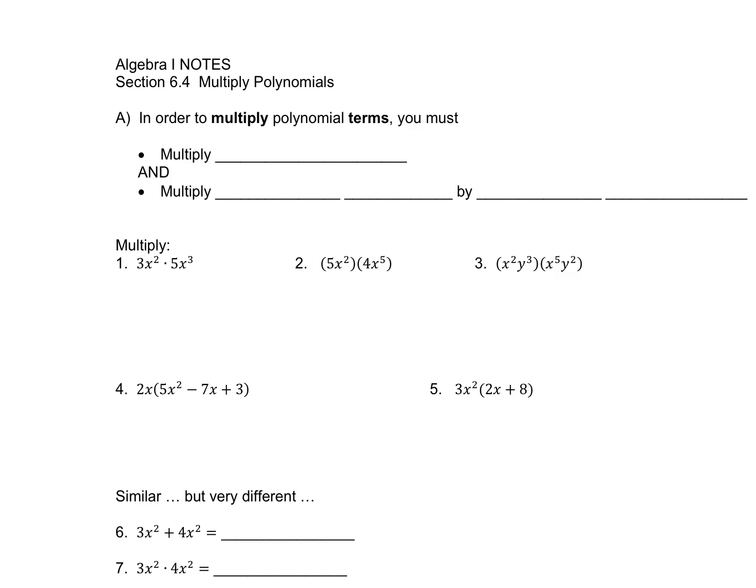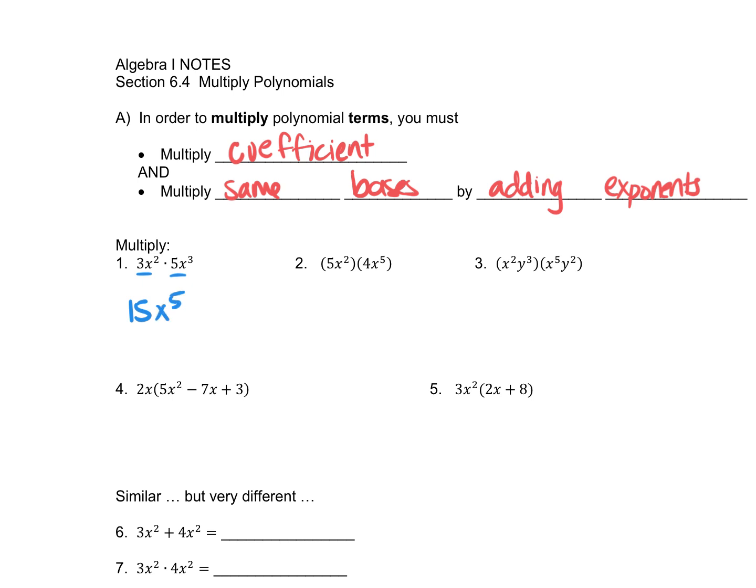All right, so in order to multiply polynomial terms, you have to multiply your coefficients and multiply the same bases by adding your exponents. So this is using your exponent rules along with the distribution property. All right, so when we're looking at these, this is what we did with our exponent rules. 3 times 5 is 15. X squared times x cubed is x to the 5th. Right, so we remember that. Okay, go do 2 and 3, and then I'll write the answers down.